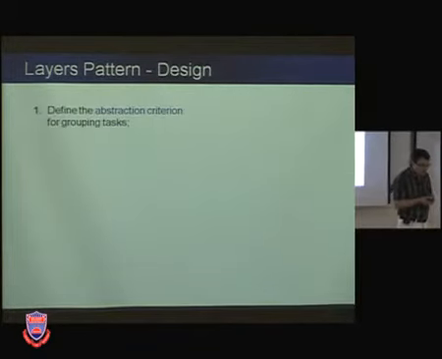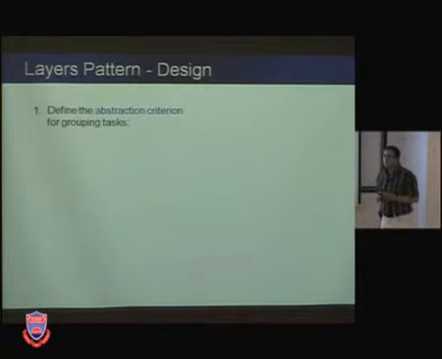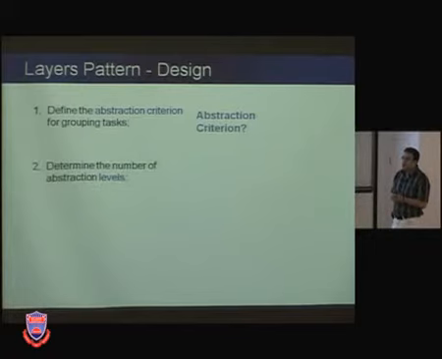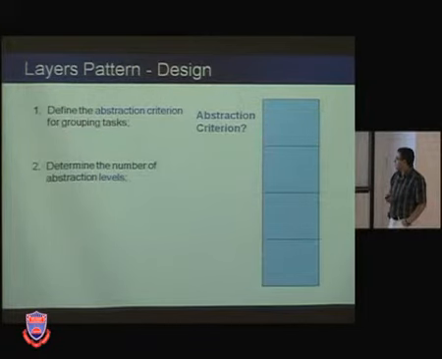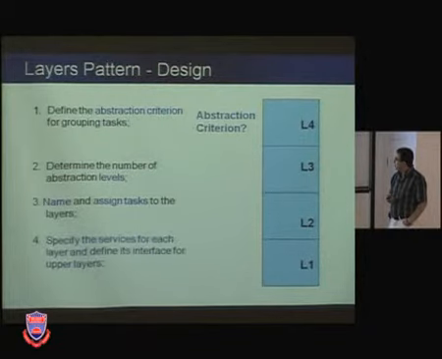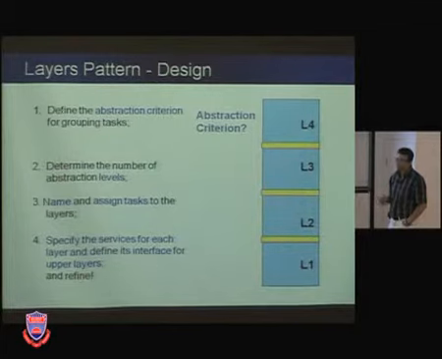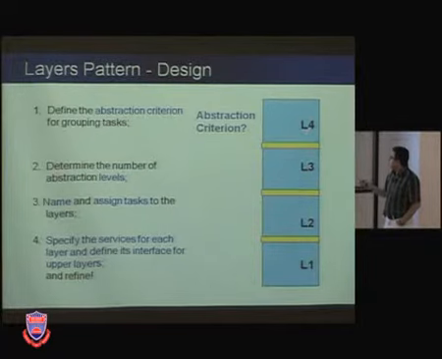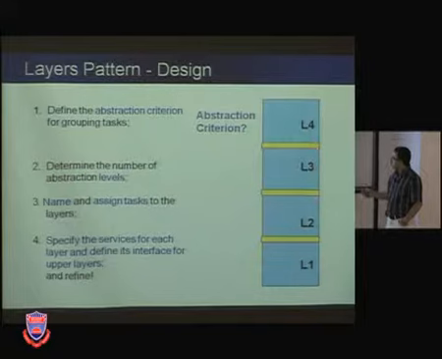How do we design these layers? First of all, define the abstraction criterion. Okay, what are we basing the layers on? We determine the number of abstraction levels. How many abstraction levels do we have? We could say we have 4. We name and assign tasks to the layers, specify the services for each layer, and define its interface. Okay. Abstraction criteria, define the layers, name the layers and the tasks, define the interface. Okay.